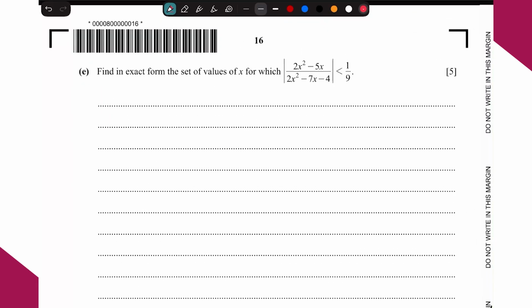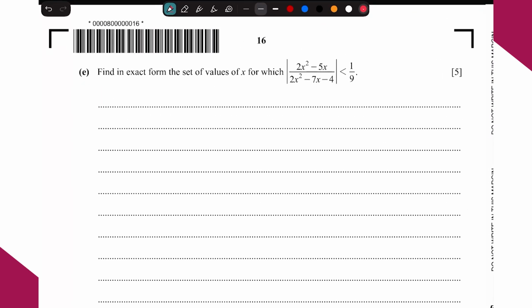Now, these are the questions that I want to talk about. Find, in exact form, the set of values for which x intersects this. This is something you have to do with the graph, and you have to imagine how things are happening, or what you specifically need to do in order to solve this problem. So in this case, it's 1 by 9.